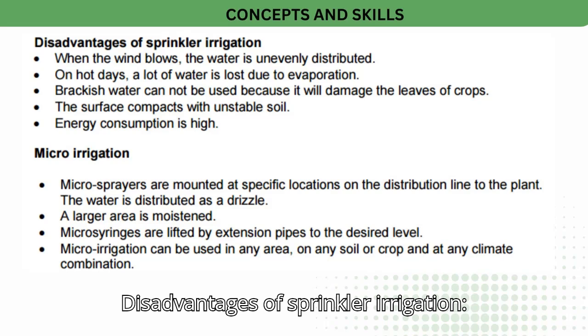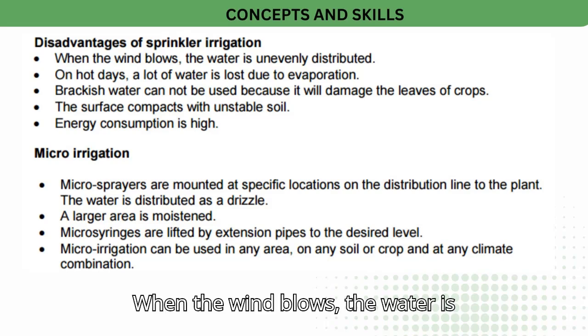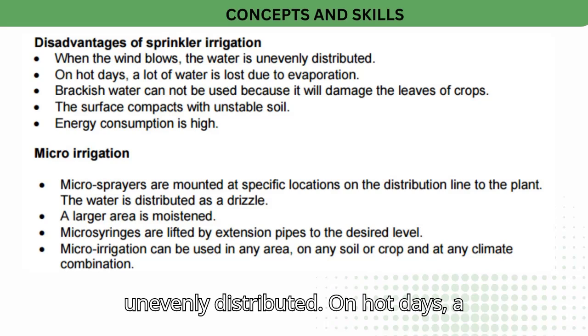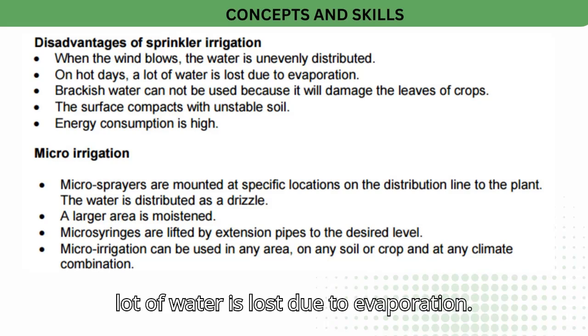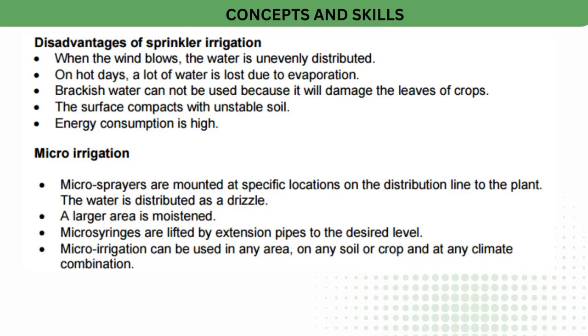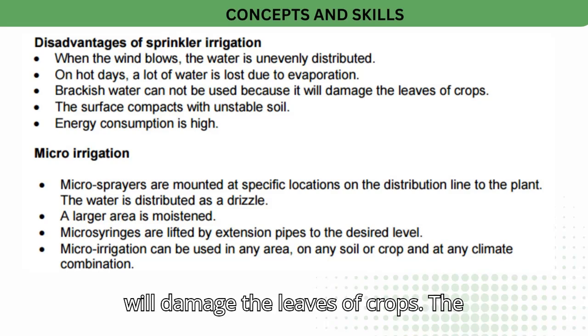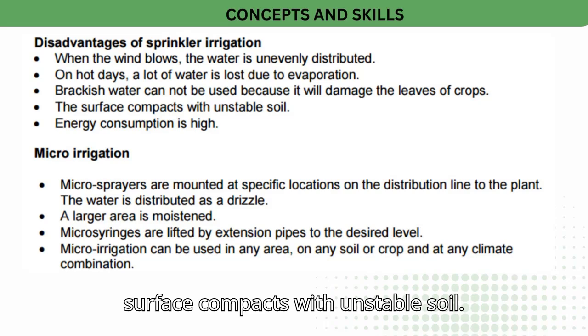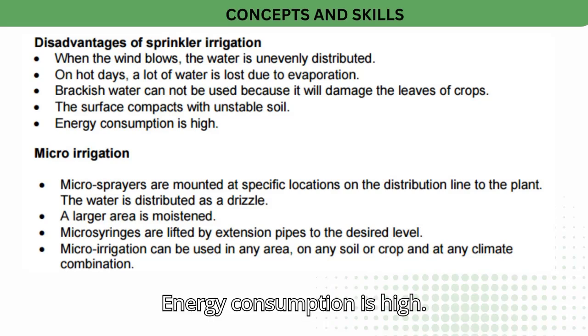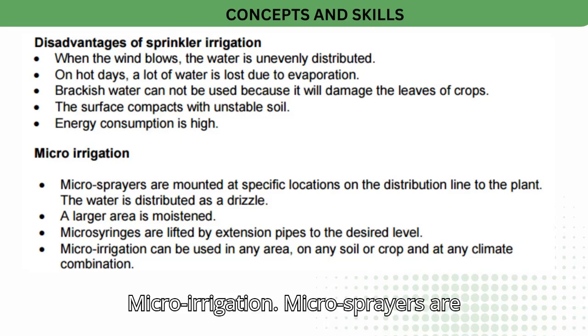Disadvantages of sprinkler irrigation. When the wind blows, the water is unevenly distributed. On hot days, a lot of water is lost due to evaporation. Brackish water cannot be used because it will damage the leaves of crops. The surface compacts with unstable soil. Energy consumption is high.